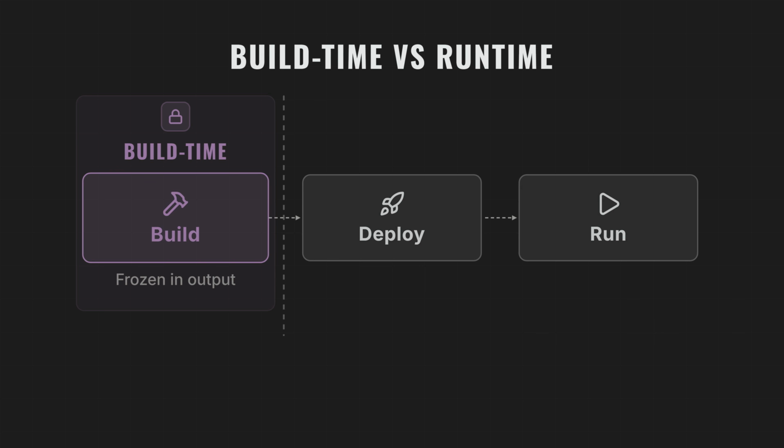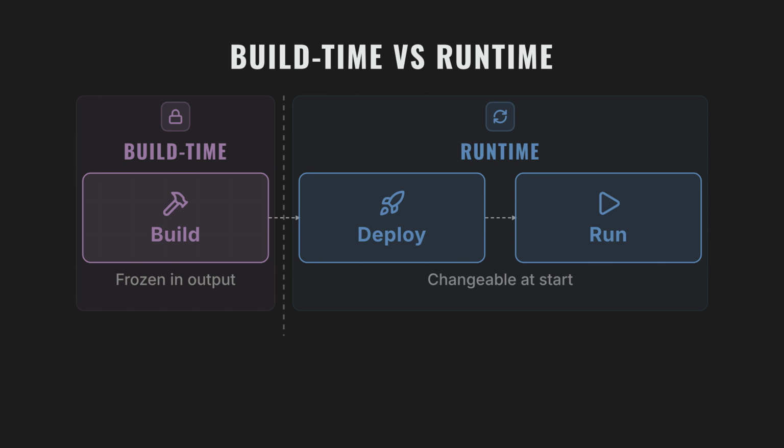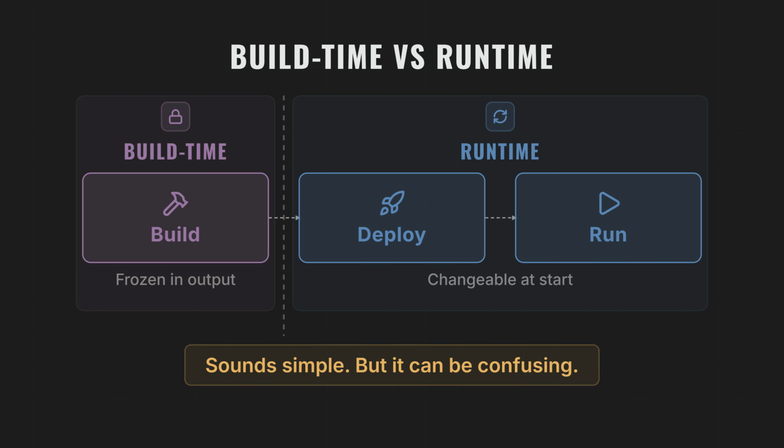Build time configuration: values read when your code is compiled or bundled. They get embedded in the output. Once the build is done, they're frozen. Runtime configuration: values read when your app actually starts running. You can change them between deployments without rebuilding. Sounds like a clear distinction, but it gets confusing.